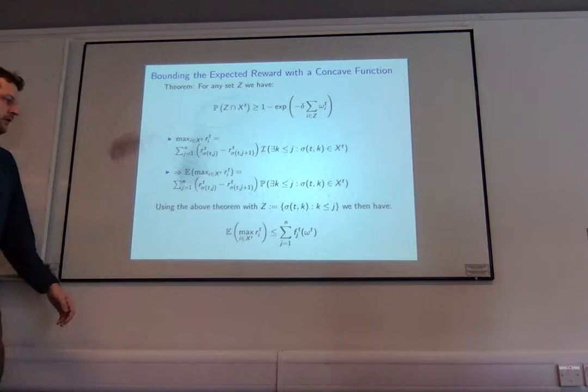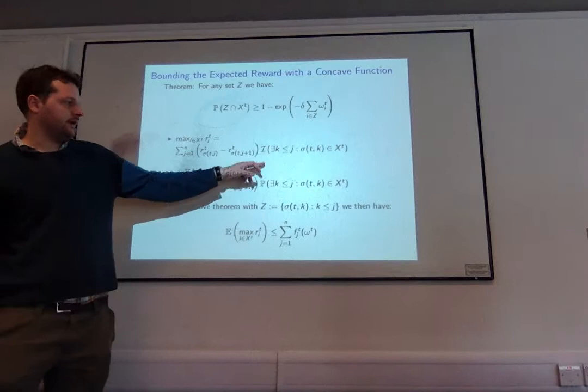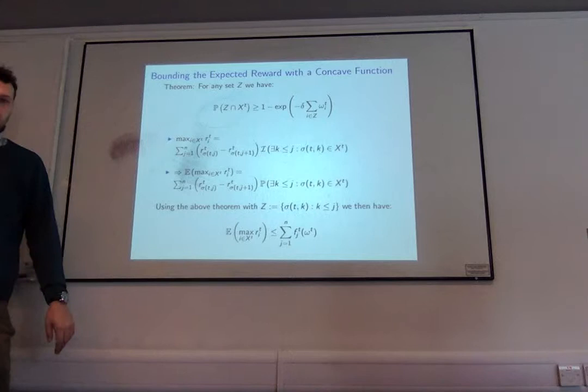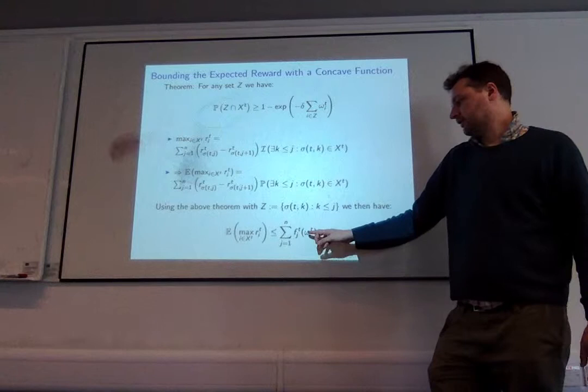Okay, this means its expected maximum reward, by the linearity of expectation, and the fact that indicators turn into probabilities when you take the expectation, I can say the expected value is this. So plugging in this, I get this. So we've bounded the expected reward by a concave function, because each of the functions in here is concave. So the expected reward is that concave function on omega 2.